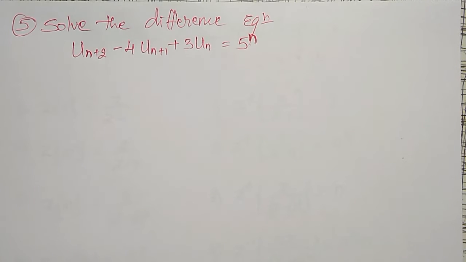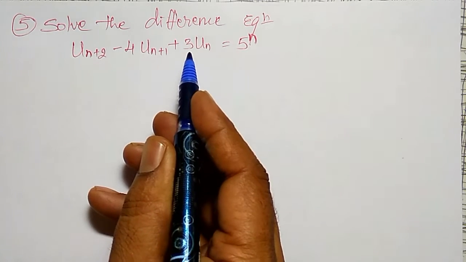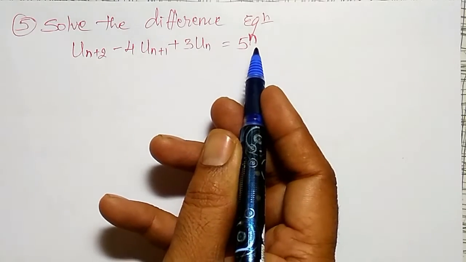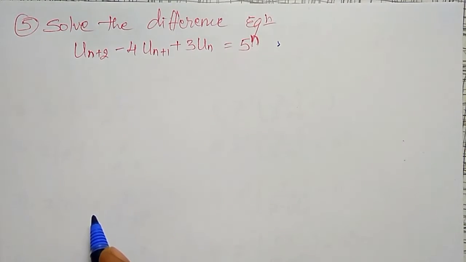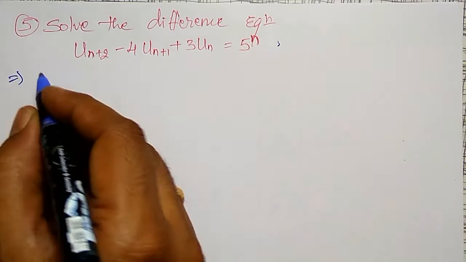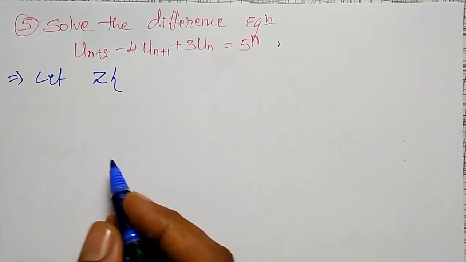I'm going to solve the difference equation u(n+2) - 4u(n+1) + 3u(n) = 5^n. And here initial conditions are not given. Then without initial conditions, how to solve this one? Okay. Now, I'm using the z transform to solve this one.